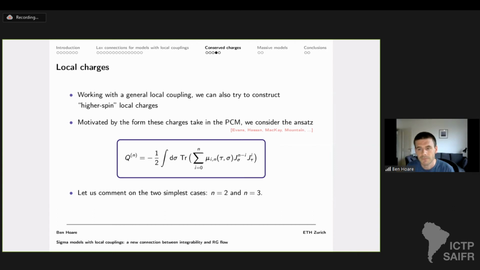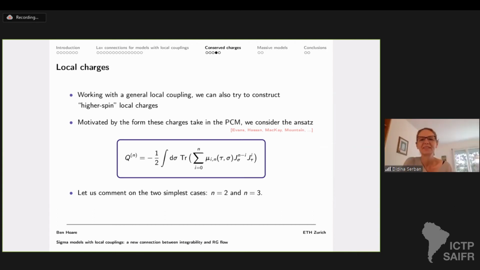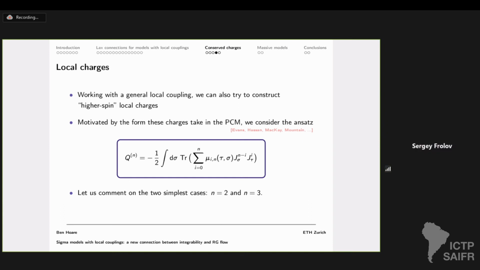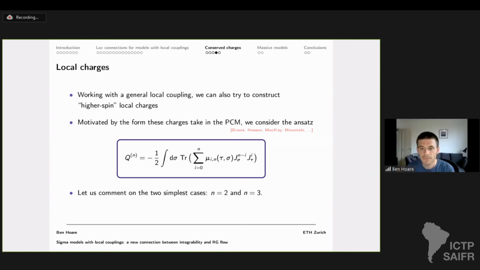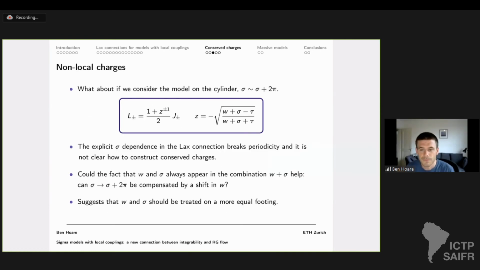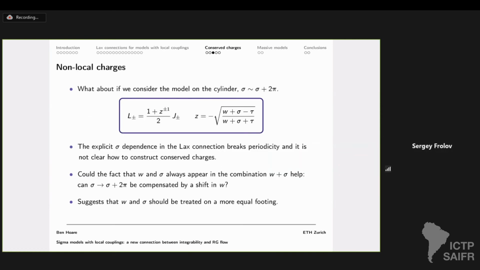Okay, thank you. So Sergey? Hi guys. I have a very naive question. Your spectral parameter depends only on sigma plus W, right? Mm-hmm. Why can't you just shift sigma and get rid of W?